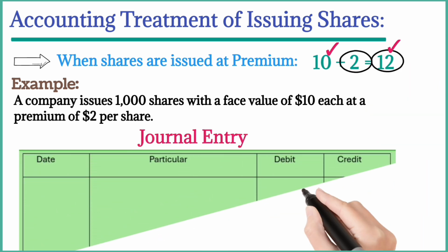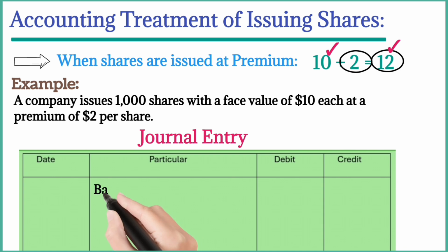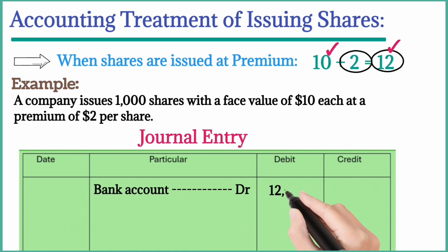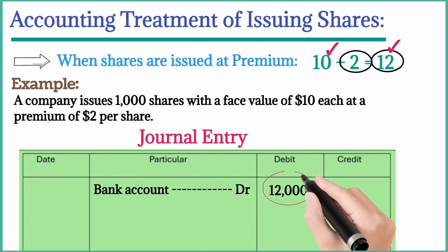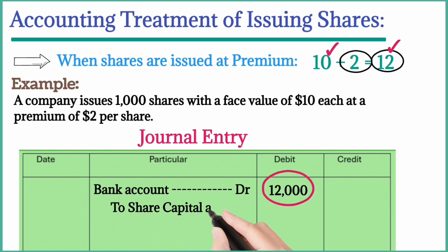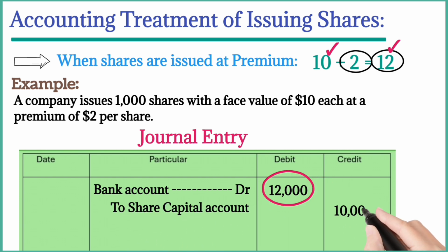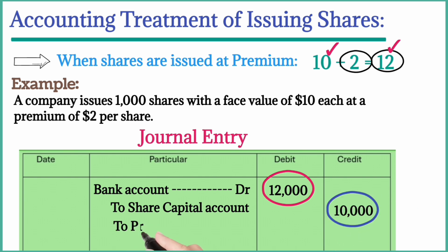The journal entry to record this transaction would be bank account debit $12,000. This account is debited to record the receipt of cash from the issue of shares. To share capital account credit $10,000. This account is credited with the face value of the shares issued. To premium on issue of shares account credit $2,000. This account is credited with the premium amount received.